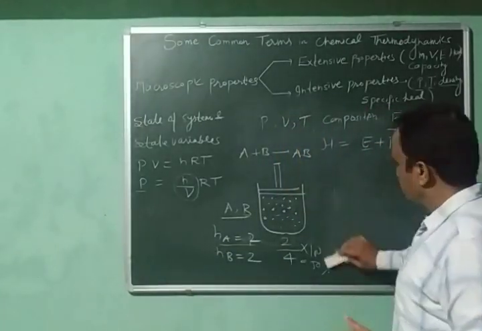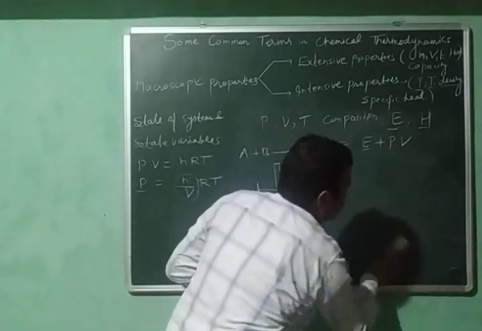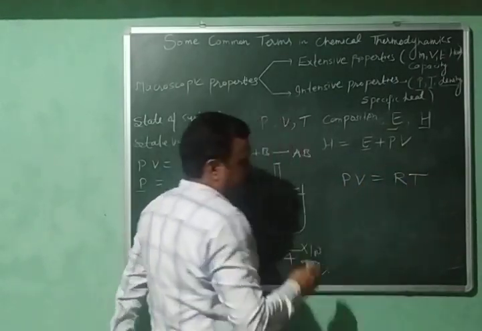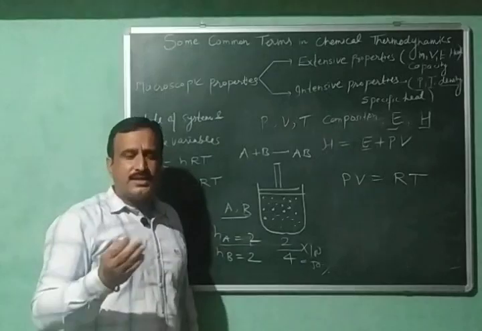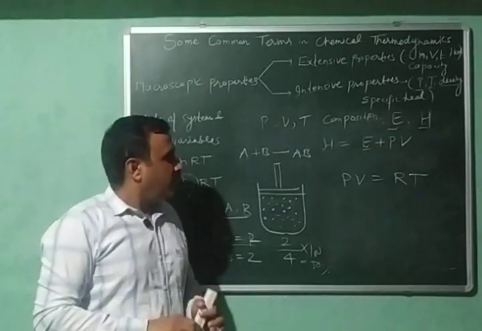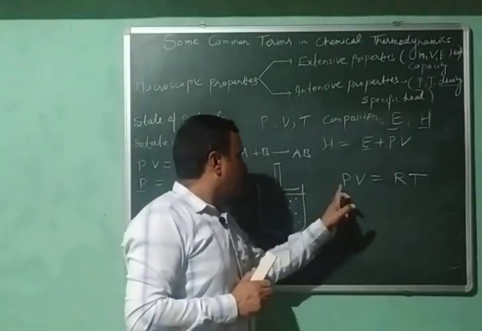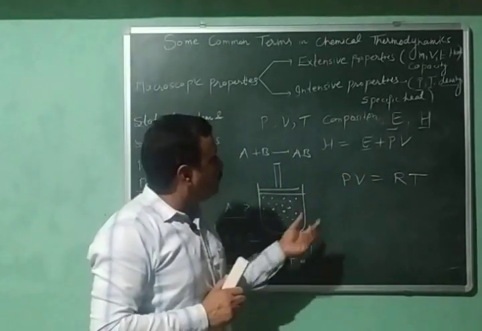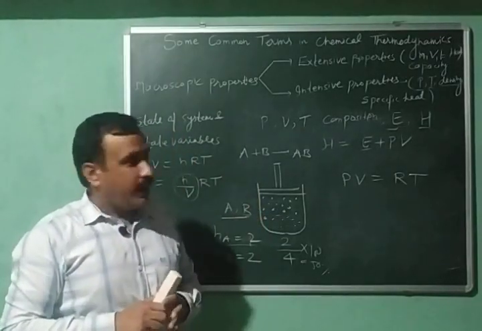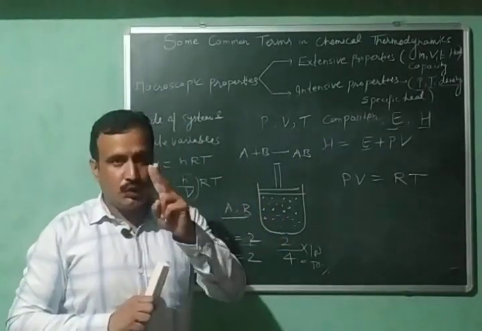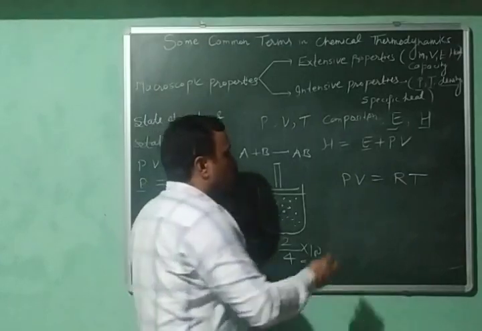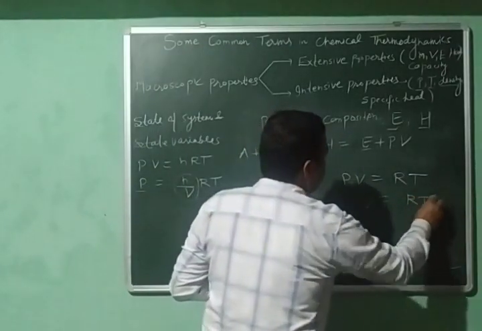That is, PV is equal to RT. This is the ideal gas equation for 1 mole. As I said, the number of moles can be converted into composition. So composition is no longer a variable, and here I have written the ideal gas equation for 1 mole, that PV is equal to RT. The three variables, pressure, volume and temperature, are interdependent. And if I fix or determine two variables, that is pressure and temperature, then volume can be easily calculated. That is, volume is equal to RT upon P.